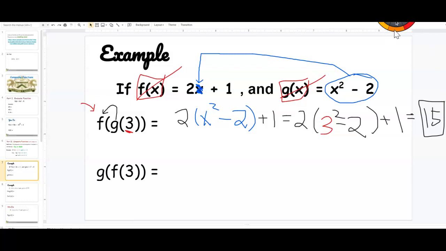Now let's do the second one. Let me erase. The second one is going to change a little bit.